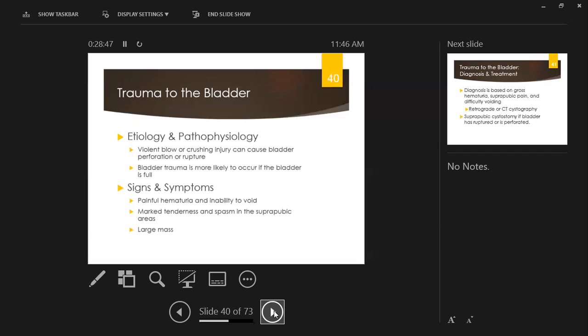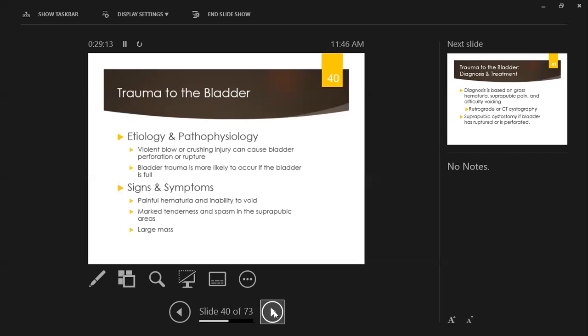So causes of this can be a violent blow or crush injury that's causing a bladder perforation or rupture. Bladder trauma is more likely to occur if the bladder is full. So it's important that we keep that bladder empty, especially before procedures. Painful hematuria, or blood in the urine that is ouchy, or the inability to void is going to be a sign and symptom of trauma to the bladder.